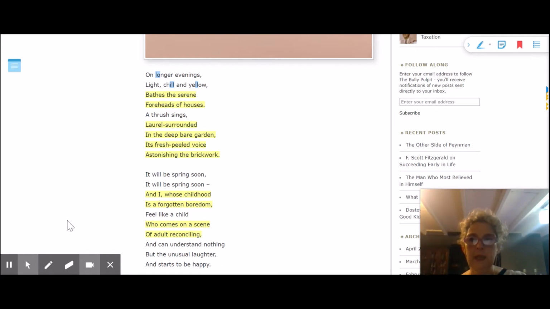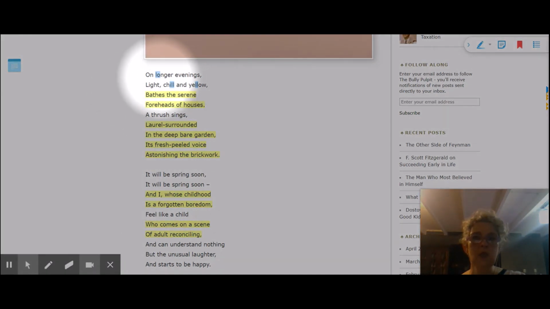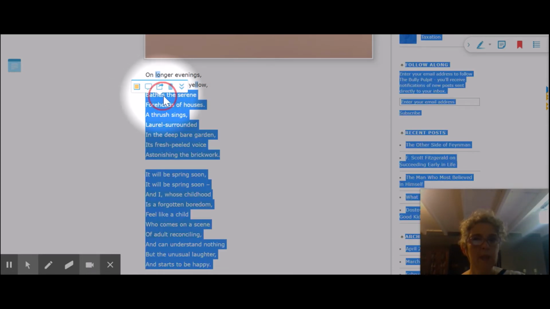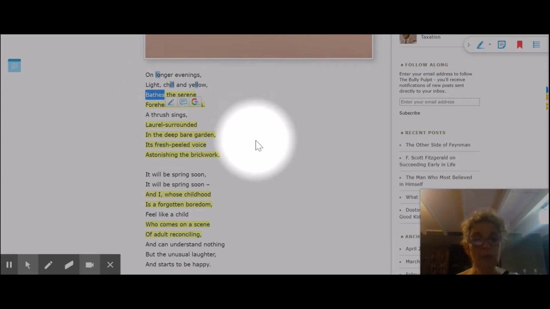How does he do this? Well, by contrasting, for example, the longer evenings with the serene forests. Chill is in contrast with bathe. When you bathe somebody, when you bathe a baby, what you do is give it warmth. This warmth represents the comeback to life. That is in contrast with the chill and the long evenings of winter.